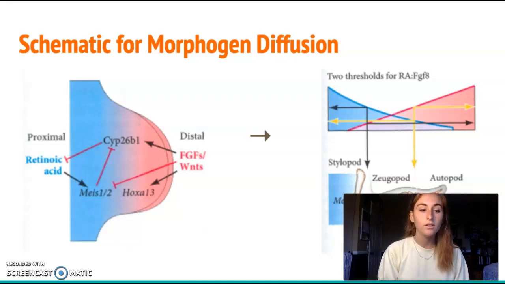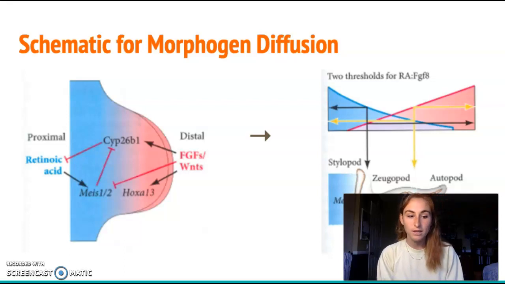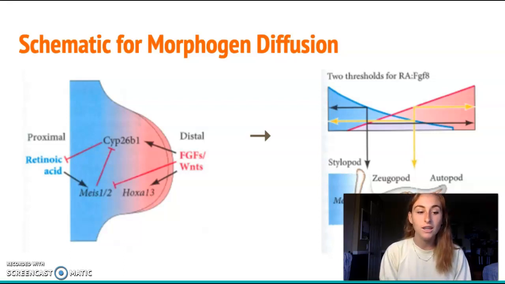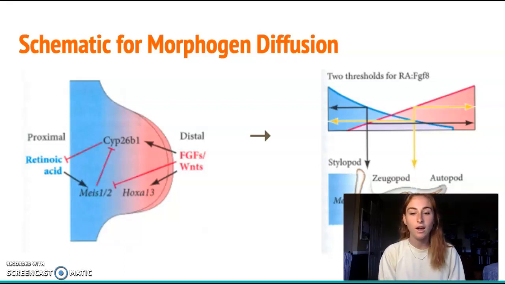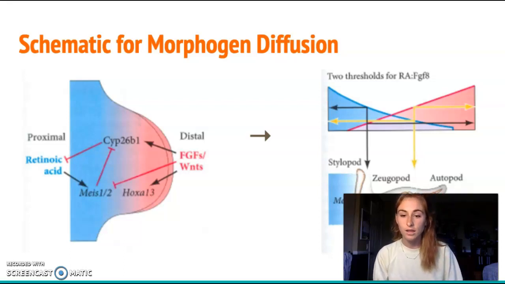So, starting with the figure on the left, the AER is the apical ectodermal ridge, and it's a structure that forms from the ectodermal cells at the distal end of each limb bud and acts as a major signaling center to ensure proper development of the limb. So, as you can see in this schematic, the FGF activates CYP26B1, which inhibits retinoic acid. Now, retinoic acid is at the proximal end, and FGF and Wnt are at the distal end.